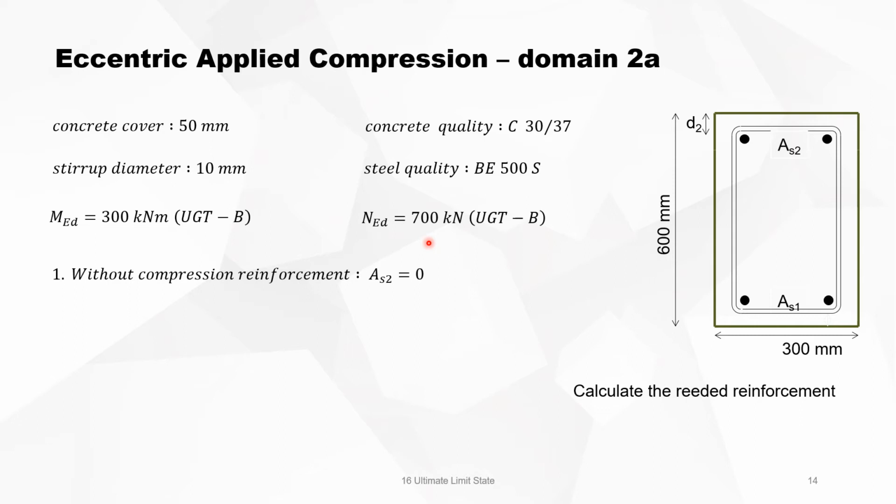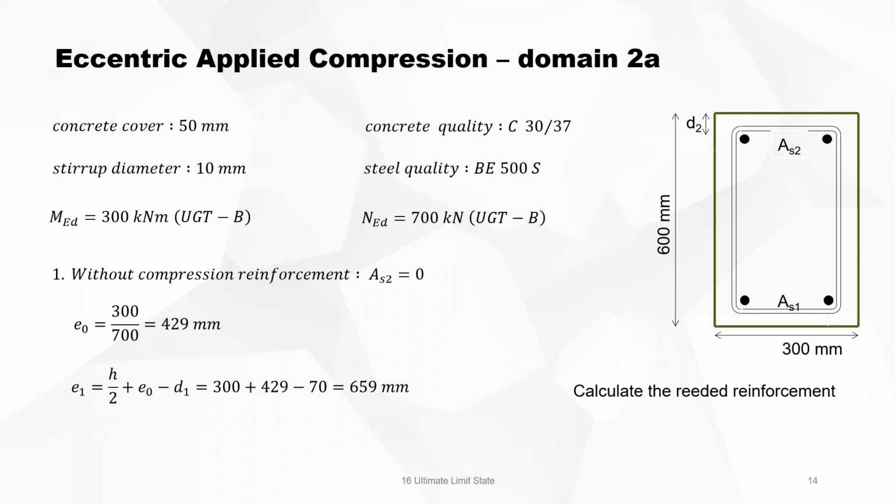We first do this exercise without the compression reinforcement. It means we suppose there is no compression reinforcement, or the contribution of the compression reinforcement is negligible. Then we see the primary eccentricity is 429 millimeters. It's just MEd divided by NEd. The e1 equals 659 millimeters.